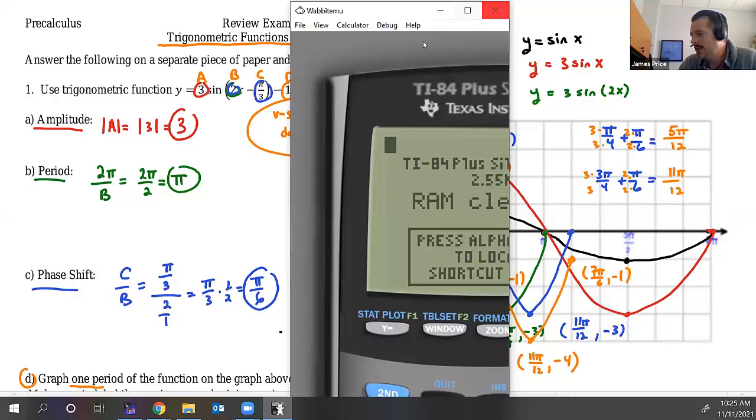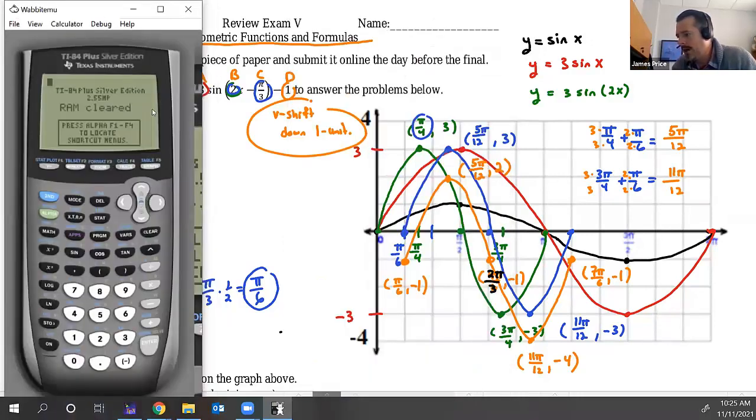So on my screen here, guys, let me see if I can hide this and then pull it around. There we go. So on my calculator, I'm just going to plug this in. Make sure you're in radian mode. So I'm in radian mode and hit y equals. And then we're just going to graph this.